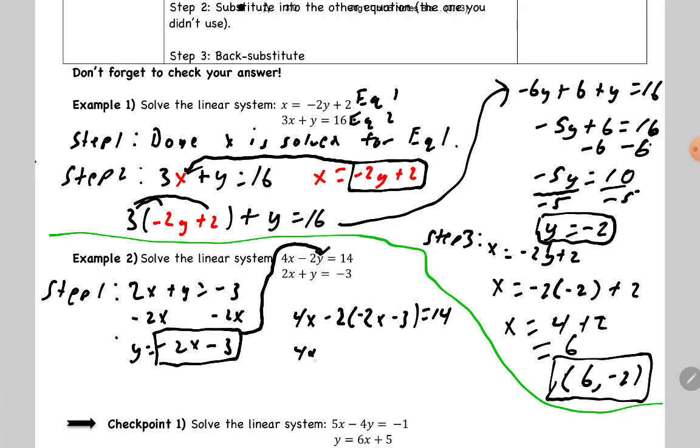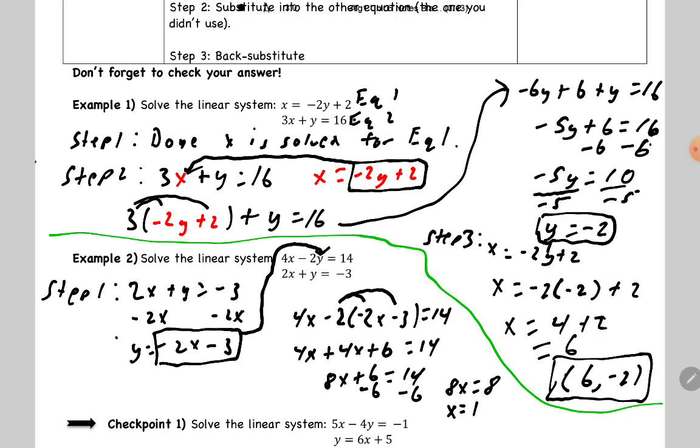Okay, so 4x minus, well, negative 2 times negative 2x is positive 4x. Negative 2 times negative 3 is positive 6, equals 14. So I'll have 8x plus 6 equals 14. Subtract 6 from both sides to get 8x equals 8. So what times 8 is 8? And that would be 1.